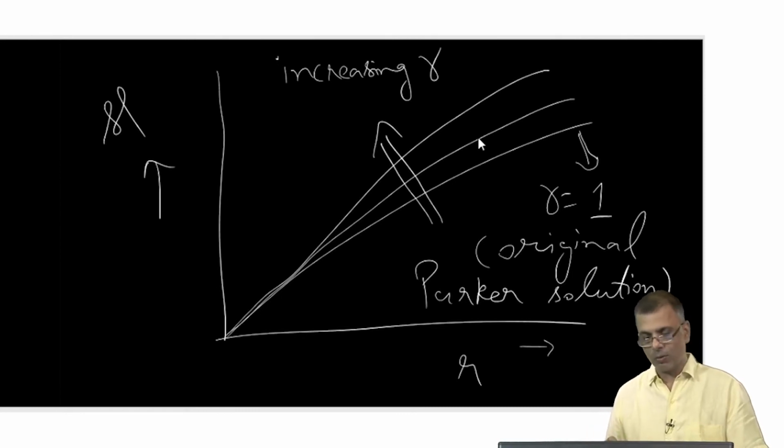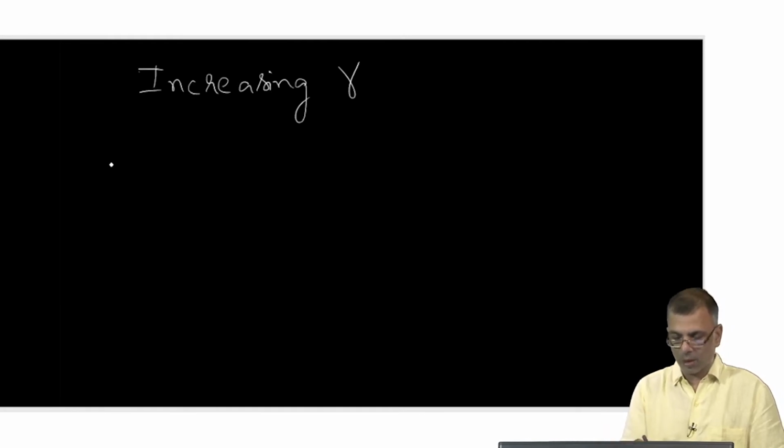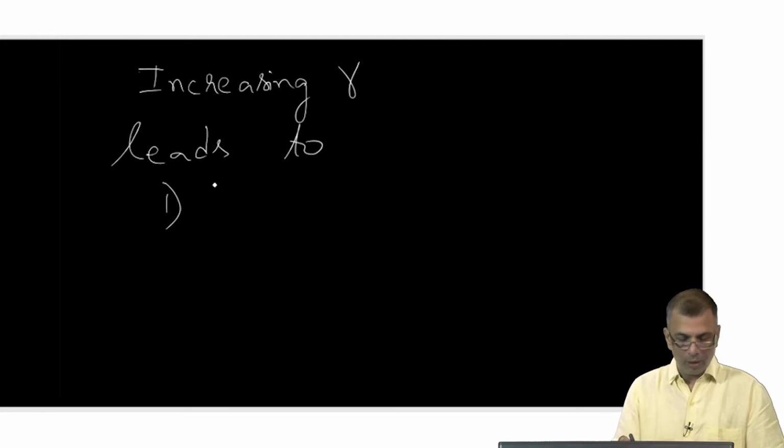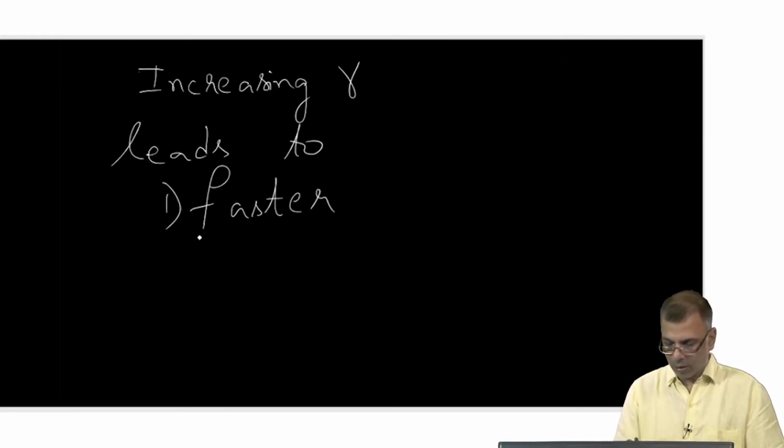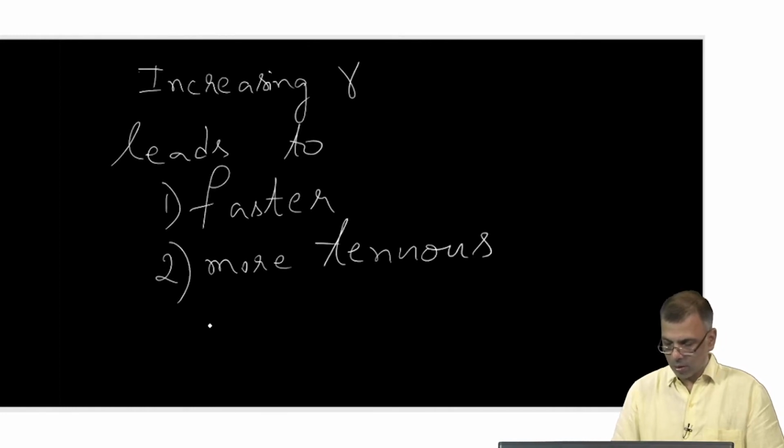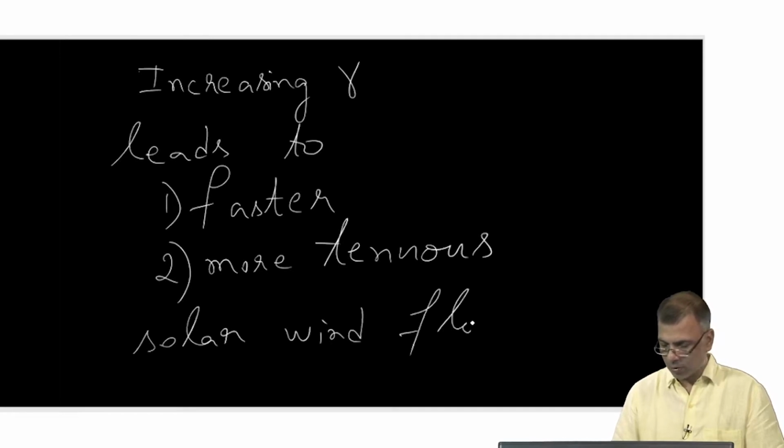Okay. So, the main conclusion of this paper is that increasing gamma leads to faster and more tenuous solar wind flows. Why faster? Well, here you go.